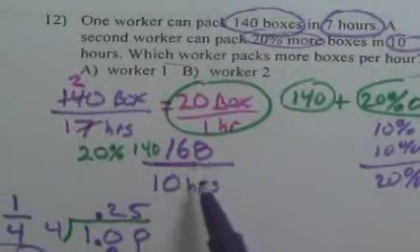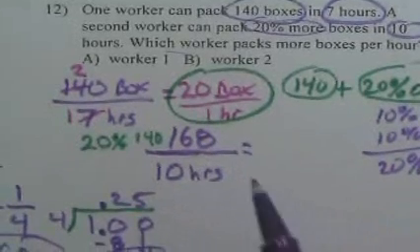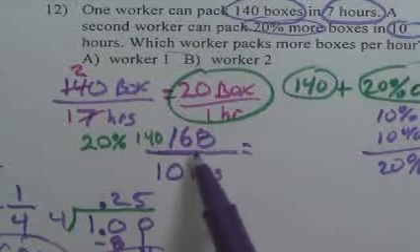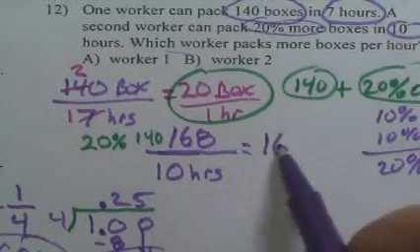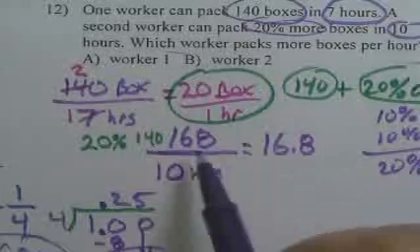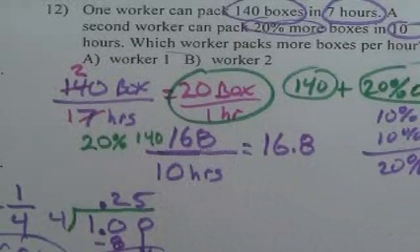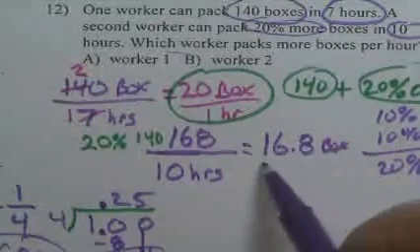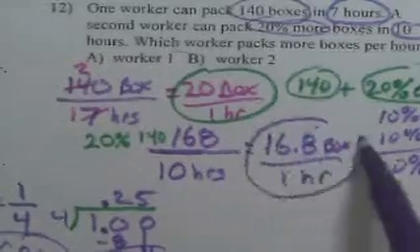Now we just need to reduce this, and then we can see who can do the most. Now wait a minute. If it's divided by 10, isn't it just a matter of being 16.8? I'm going to take that liberty and think that you know this. If I take 168 divided by 10, that's 16.8. So he can do 16.8 boxes in 1 hour. That's his rate.